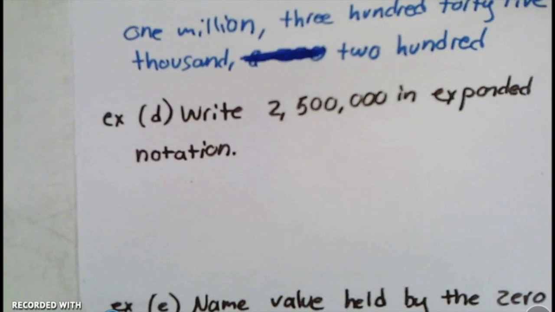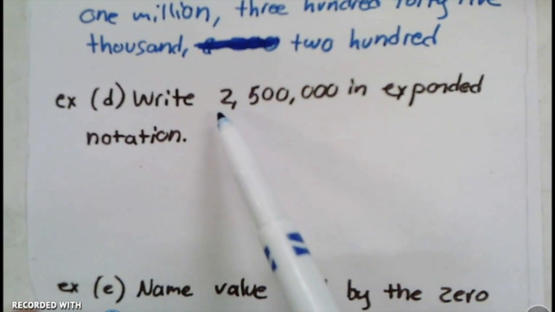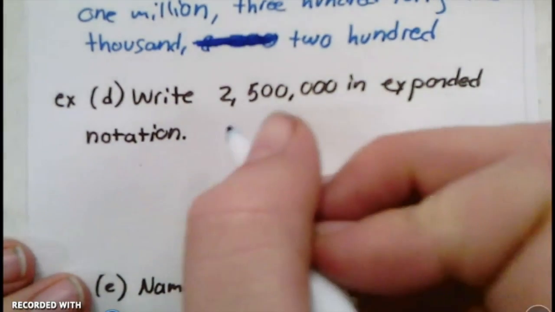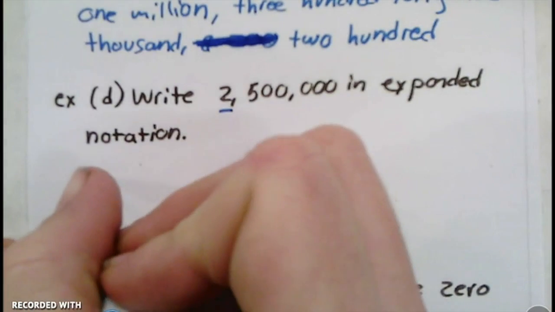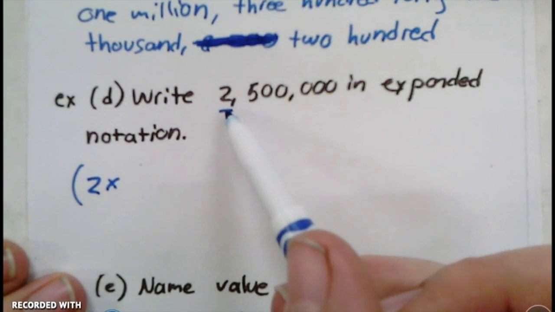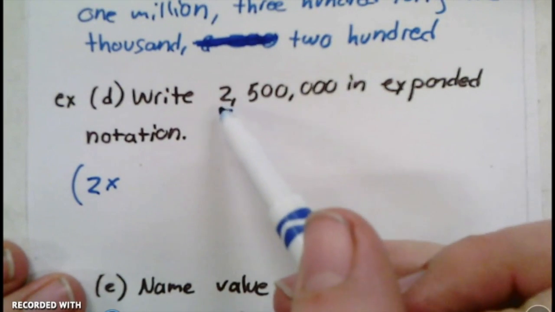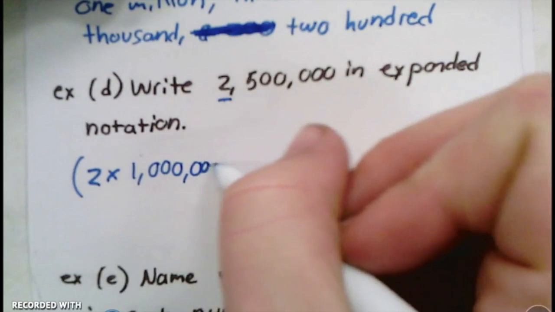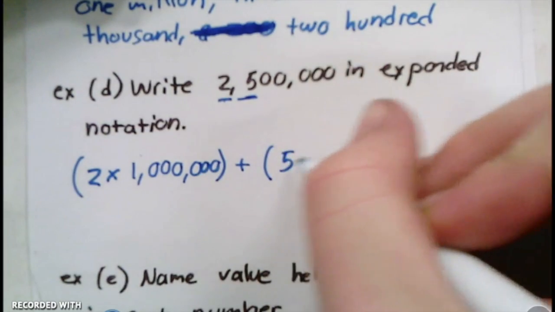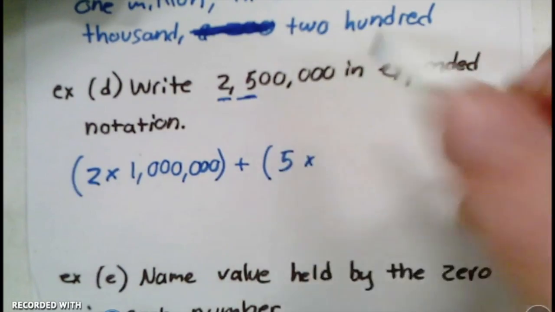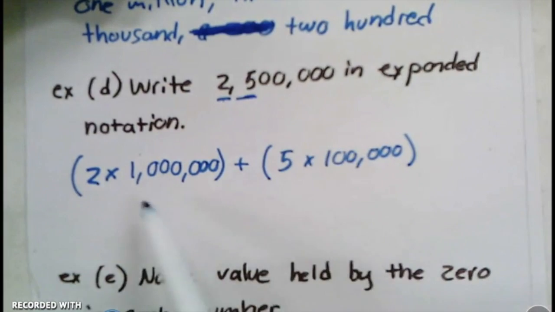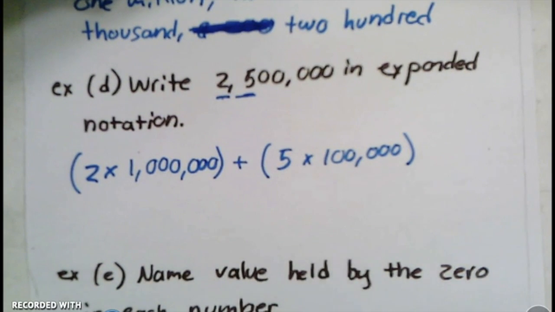All right, write 2,500,000 in expanded notation. So this, we've learned how to do this. I'm going to take my first number, I'm going to start all the way to the left, and I'm going to say 2 times, and then whatever place value this is. So what's the place value of this 2? Ones, thousands, millions. So we have 2 times 1 million plus, what's the next digit we have? A 5. 5 times, and what place value is that in? 100,000. And we don't have any other ones, so this is our final answer. 2 times a million plus 5 times 100,000.